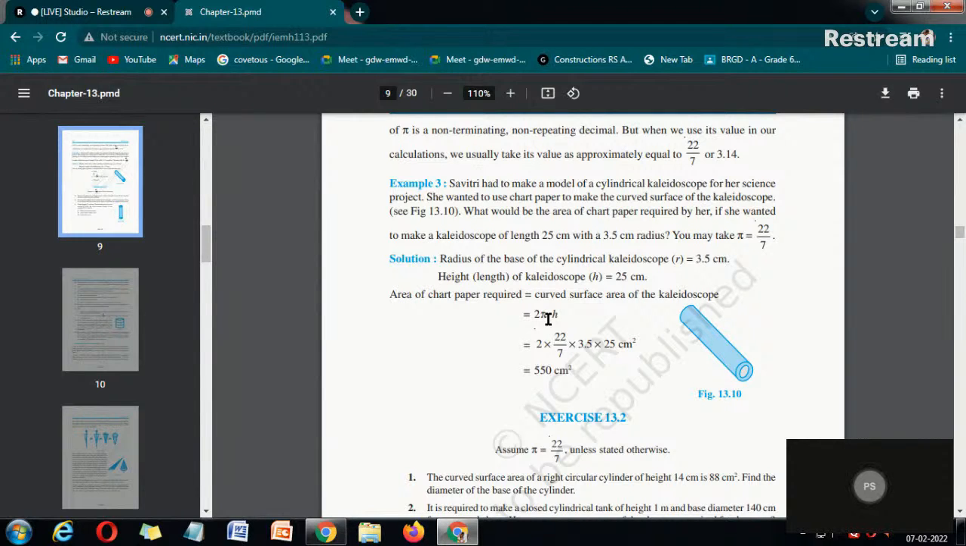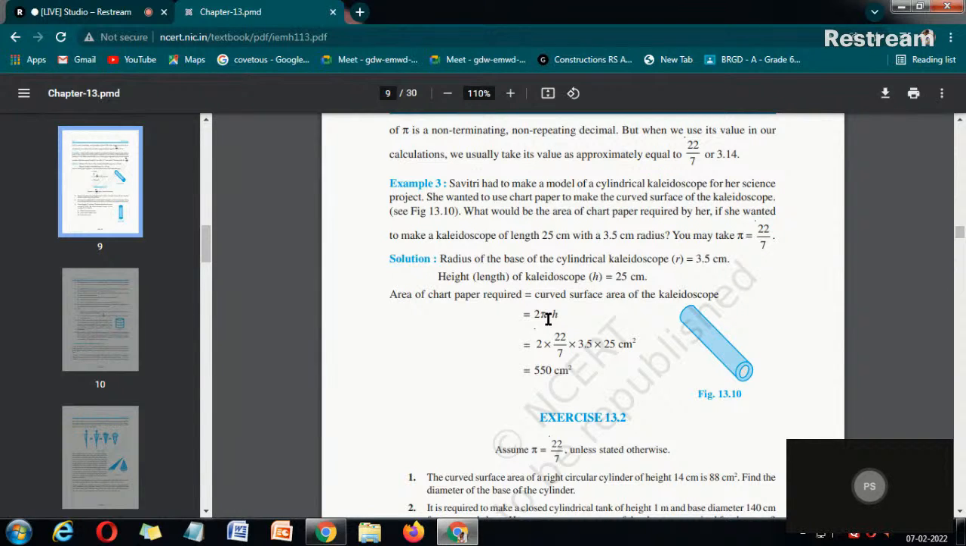So CSA equals 2 pi r h, right? So pi here is 22 by 7, into L, L here is h, length is h. Okay, height. Here length changes into height. Radius is 3.5 into 25. The answer is 550 centimeters square because everything is given in centimeter. Clear?